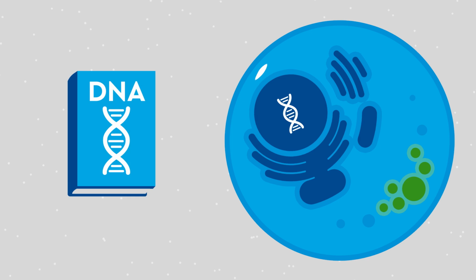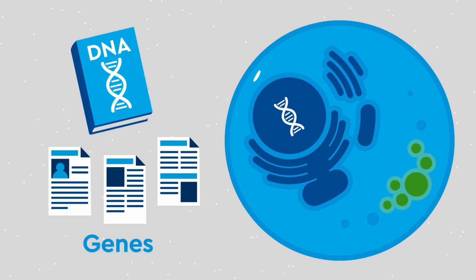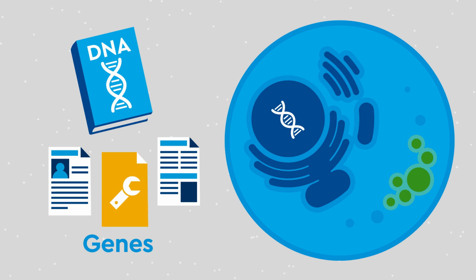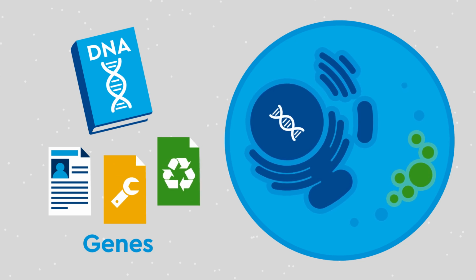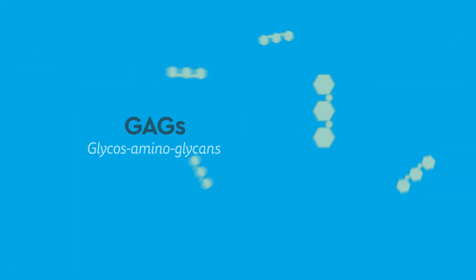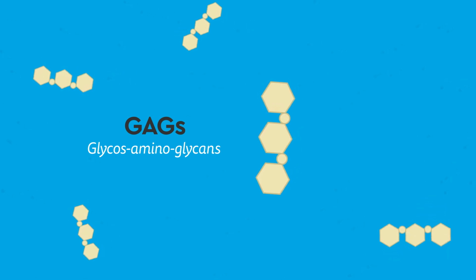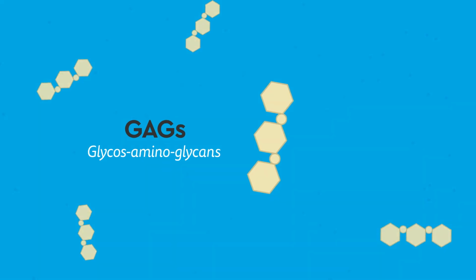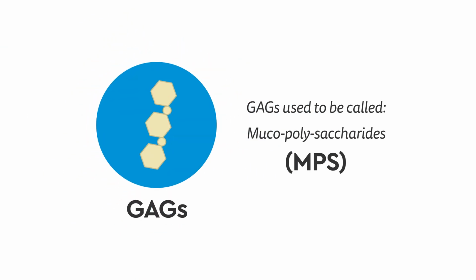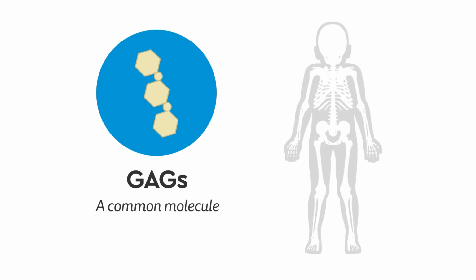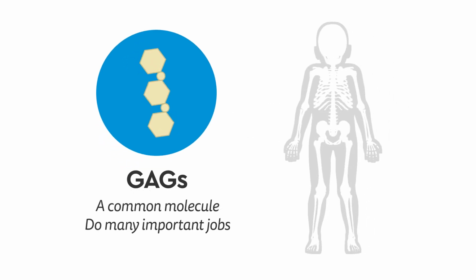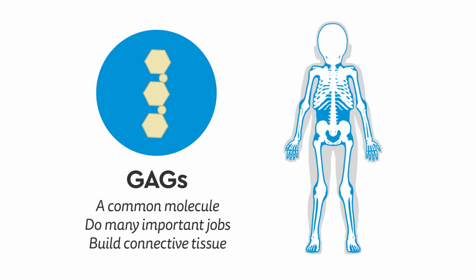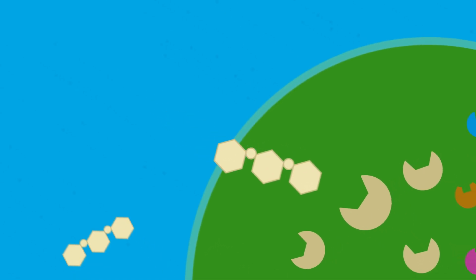Our cells know how to do this by reading DNA, our body's instruction manual. Individual instructions are called genes. Some genes are for making molecules, and others are for breaking them down. One of these types of molecules is called glycosaminoglycans, or GAGs. GAGs used to be called mucopolysaccharides, which is where the disease MPS got its name. GAGs are a common molecule in the body and do many important jobs, including building our connective tissue. When GAGs are no longer needed, they are broken down by the GAG enzymes in the lysosomes.